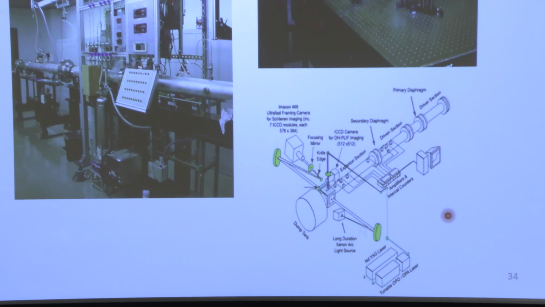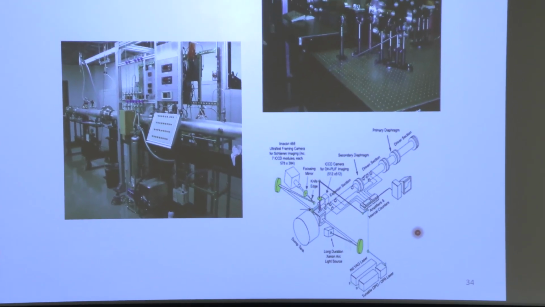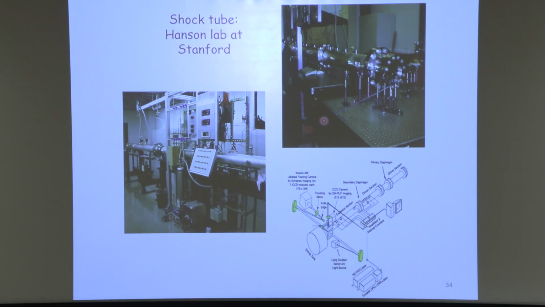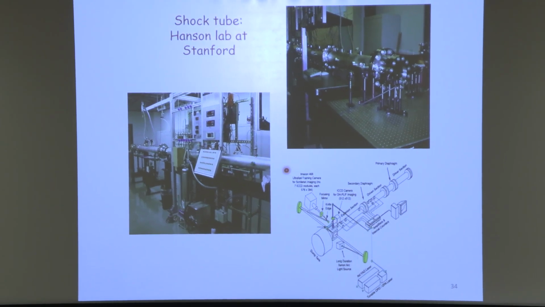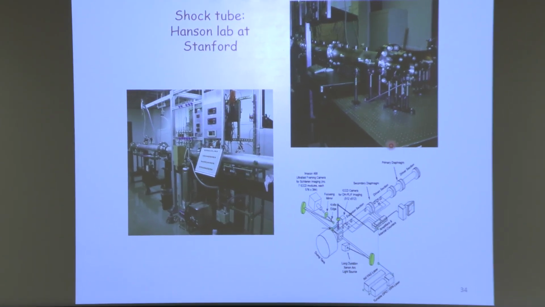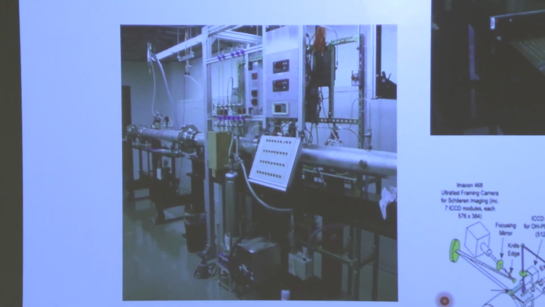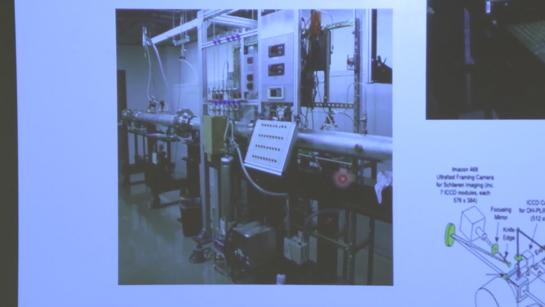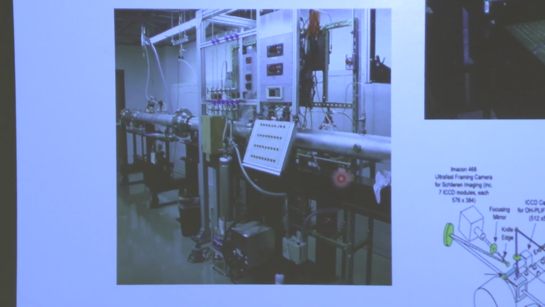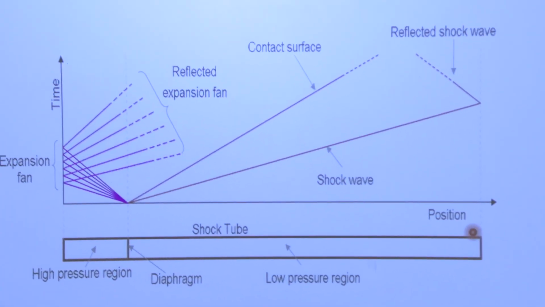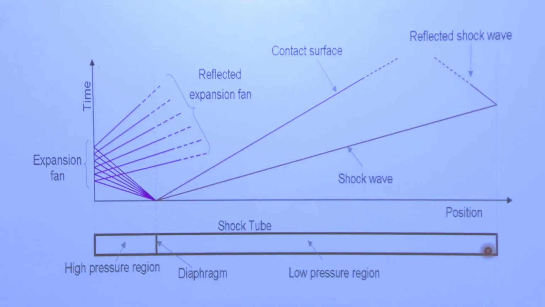One of the most famous shock tube groups in the world is Ron Hanson's group at Stanford University. And these are some of the pictures of some of the shock tubes that they have there. They typically use laser methods to measure what's happening. So they'll put a laser beam across the shock tube down here, and then they'll measure the absorption.